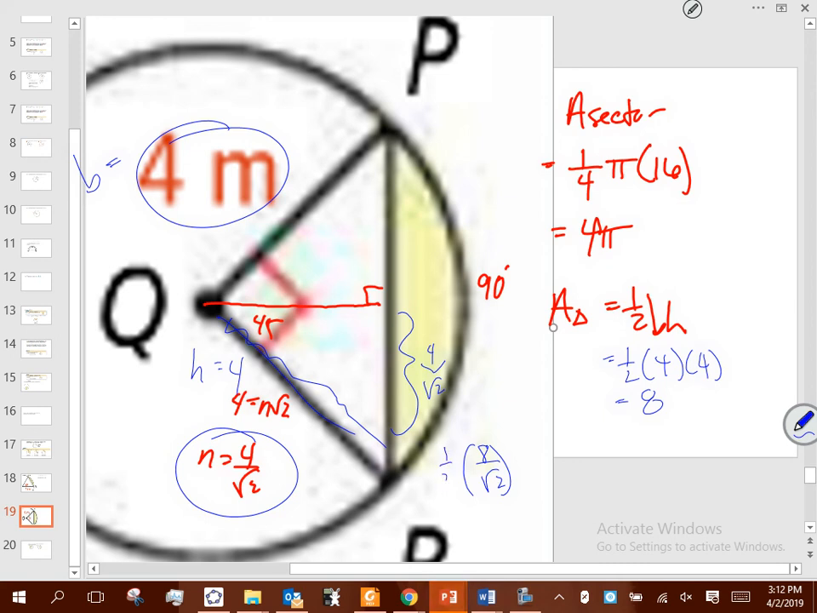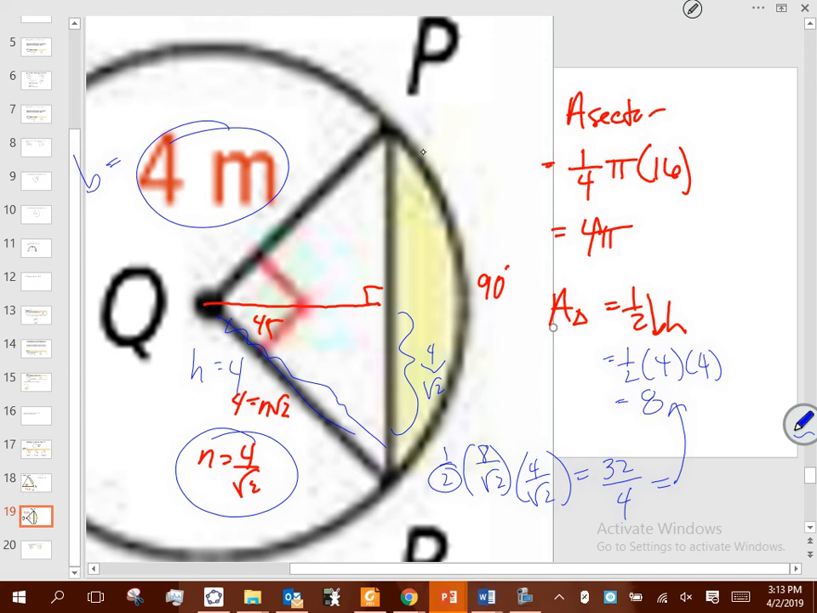I've got my 1/2 BH. This here is 4 over root 2 again, right? 4 over root 2. What's 1 times 8 times 4? 32. What's radical 2 times radical 2? 2 times that 2 right there would give me 4. What's 32 divided by 4? 8. Now, what do I do with those two numbers of 4 pi and 8 then? Subtract them. 4 pi minus 8 would be my answer.